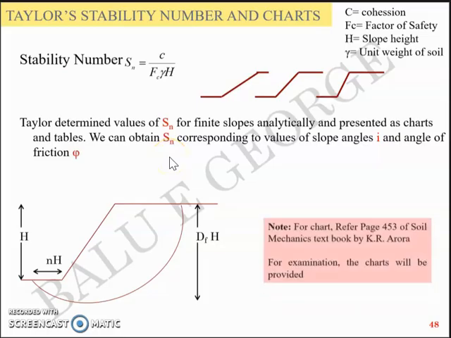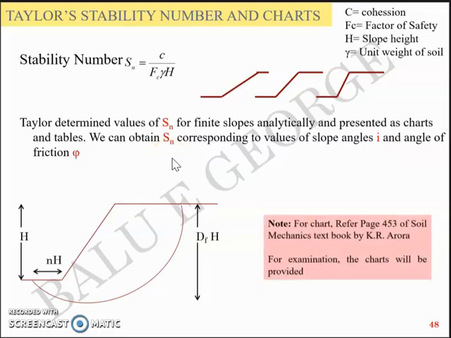And to know more about the stability number and charts, I would suggest you refer to page 453 of the soil mechanics textbook by author K.R. Arora. And in case you are interested in scoring marks in the exam, the chart will be provided for the examinations. So no one expects you to memorize the Taylor stability numbers for different geometries. And the idea is quite simple. Taylor determined the values for different geometries, and we can obtain the stability number corresponding to the values of the slope angle i and the angle of friction phi.